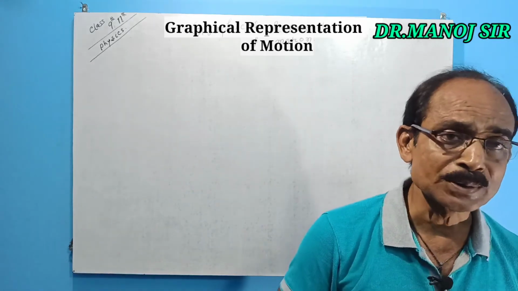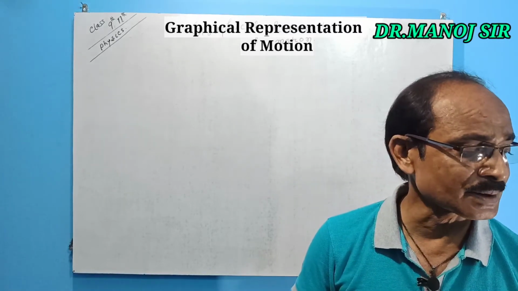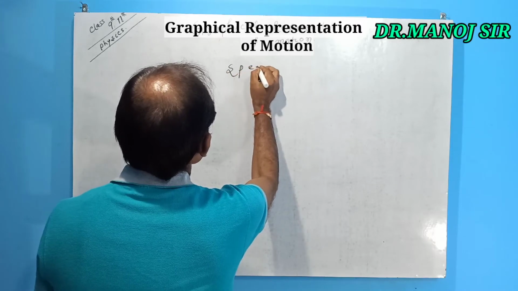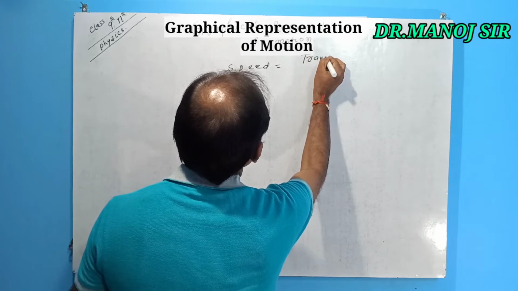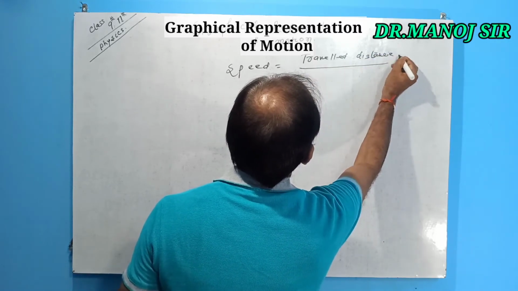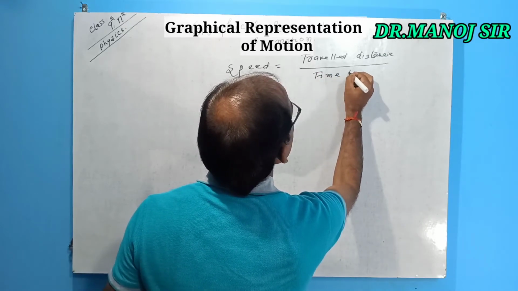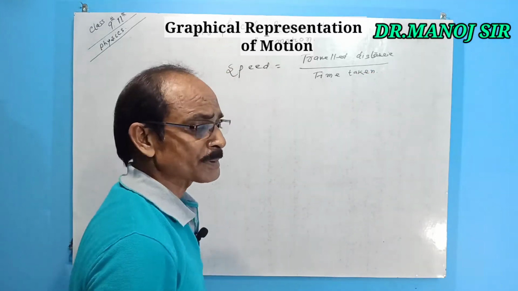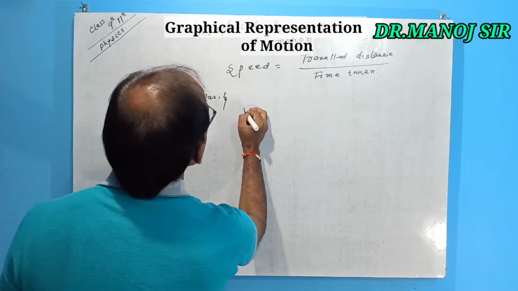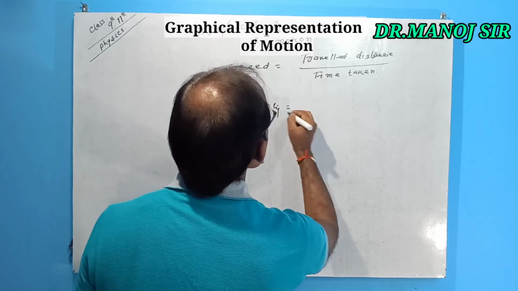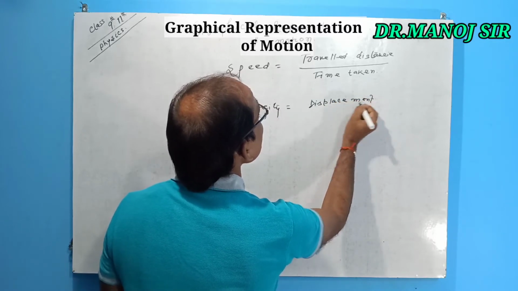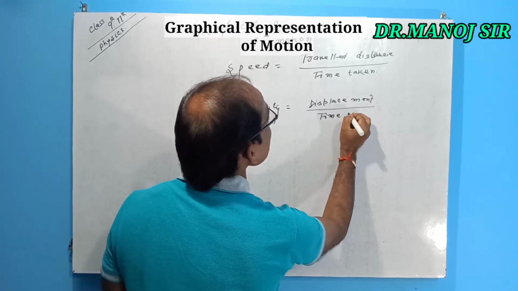Here we have speed equal to travel distance upon time taken, and similarly velocity equal to displacement upon time taken.